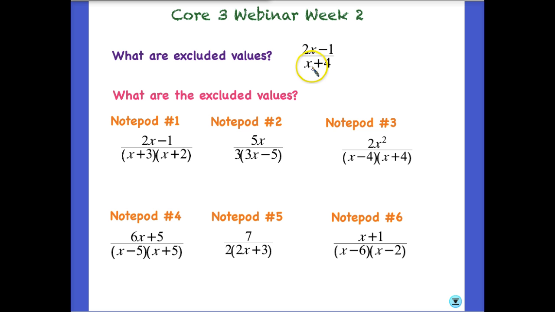So one way you can do it is just kind of look at it, and you guys can see that if x was negative 4, then negative 4 plus 4 would give you 0, and then you would have division by 0, and that's bad. Another way that you can do it is just set your denominator equal to 0 and figure out what this equals 0, because sometimes people can't always do it in their head, especially if it's a little more complicated than just x plus 4. So if you do that, you get x equals negative 4.